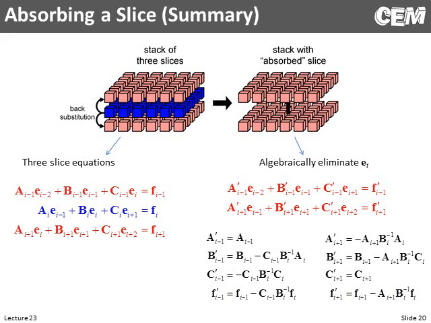So pulling it all together, here's a summary of the slice absorption procedure. We had 3 slice equations with 3 adjacent slices. We wanted to eliminate this middle one. We have updated slice equations for the first and third slices, and here's how we calculate all of the updated slice data. At this point, we can eliminate all of the data associated with the ith slice that has been absorbed into the first and third. So the second slice can be gone.